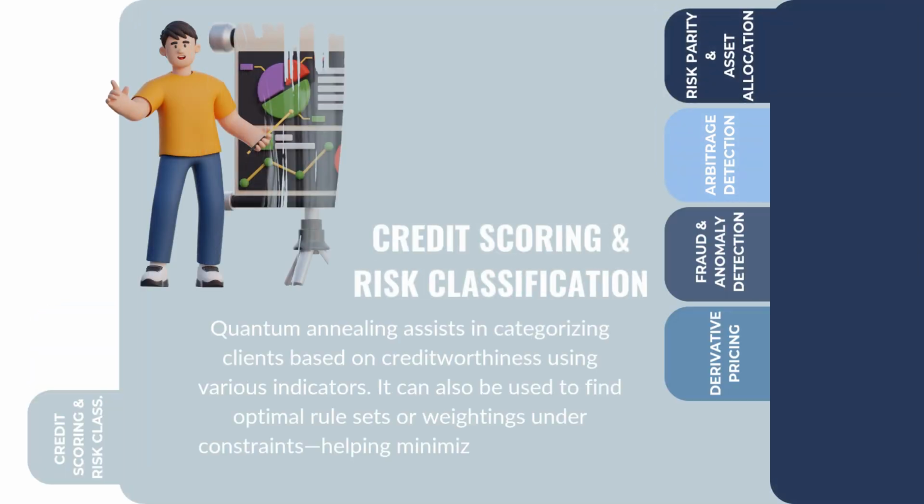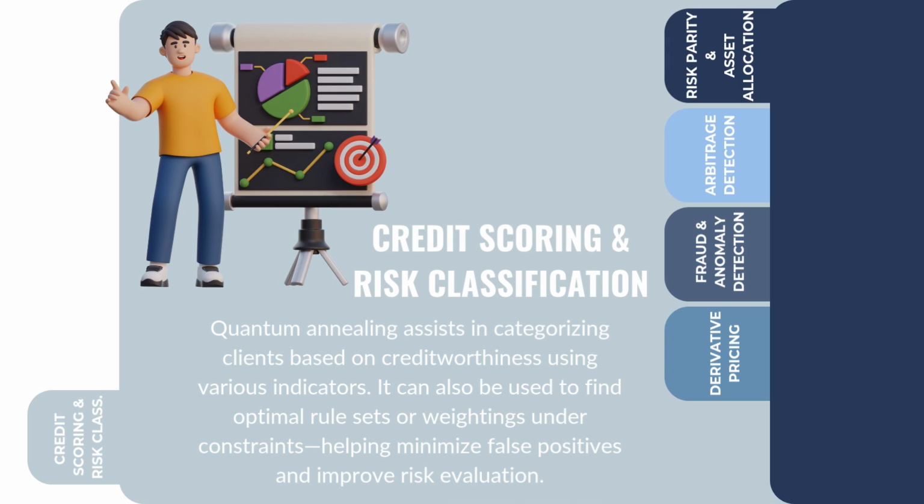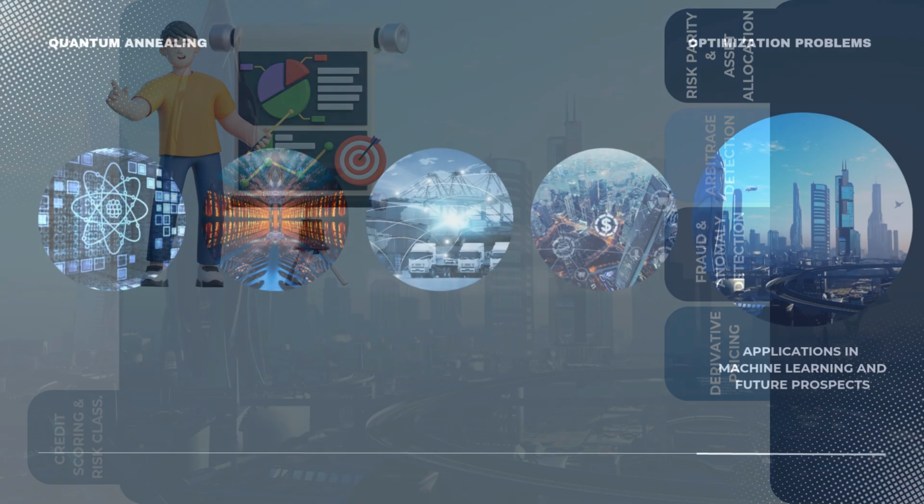Number 5, credit scoring and risk classification. Quantum annealing assists in categorizing clients based on creditworthiness using various indicators. It can also be used to find optimal rule sets or weightings under constraints to help minimize false positives and improve risk evaluation.